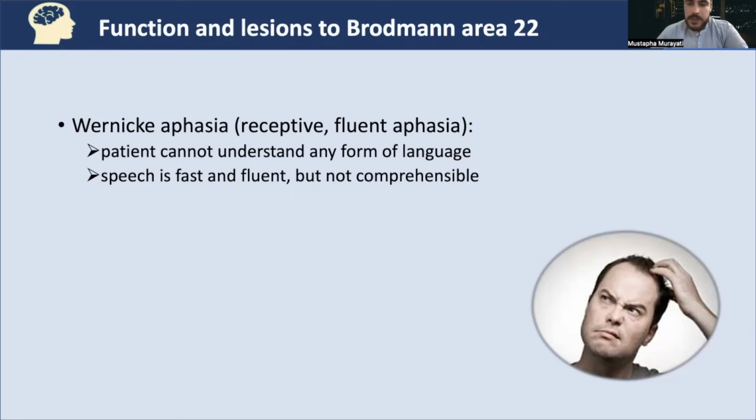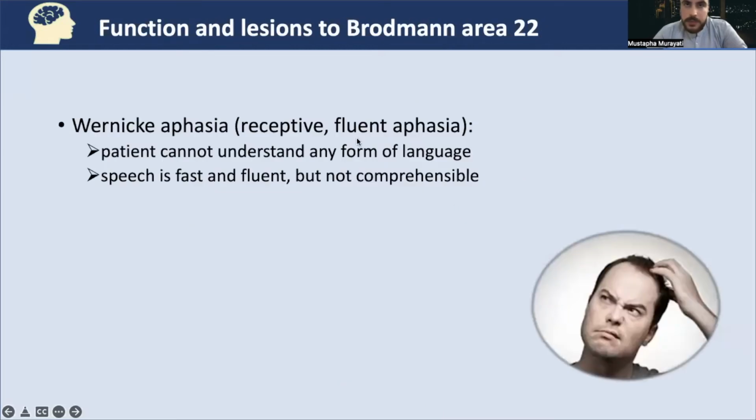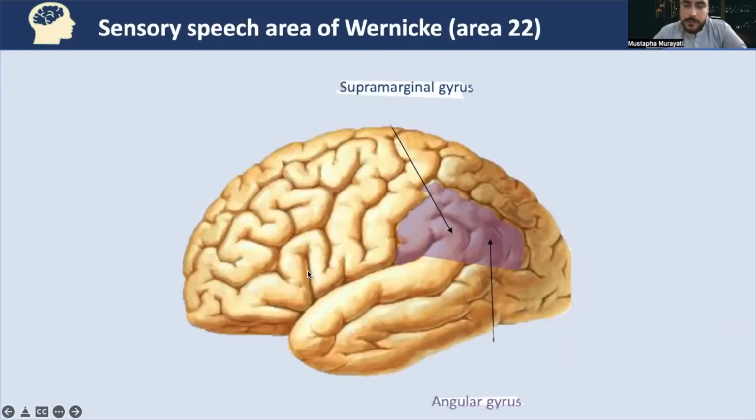Receptive aphasia, because it's a sensory part. As we know, the parietal lobe has sensory function. So Wernicke's area, since it's located in proximity to that lobe, has a sensory function. So it's important in understanding speech and making sense of it. And then producing speech will be fluent because Broca's area is responsible for that function.